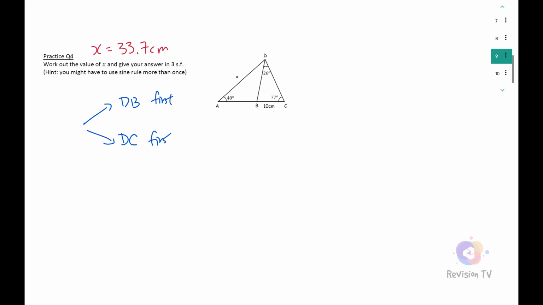If you found dB first, what you need to do is, if you want to find dB first, that's your A. So A over sine 77 equals 10 over sine 26. That will give you A equals 22.22705741. As I said, for any intermediate step with a long decimal, I would tend to write them all out just to avoid rounding error at the end.